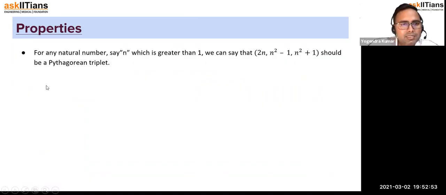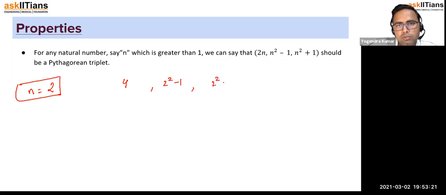Suppose there is a natural number. Let's say the first natural number, we start with 1, but we are taking greater than 1. So let's say I'm taking 2 only, right? So now n is equal to 2. So what are we getting? 2n, which is what? 4, right? Then 2 square minus 1 and 2 square plus 1. Let me write down here again.